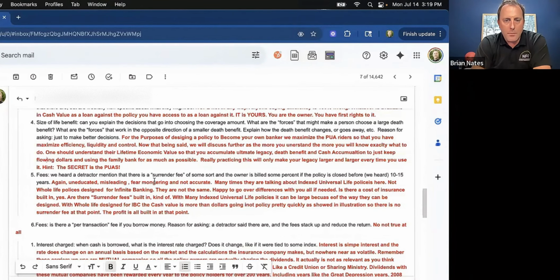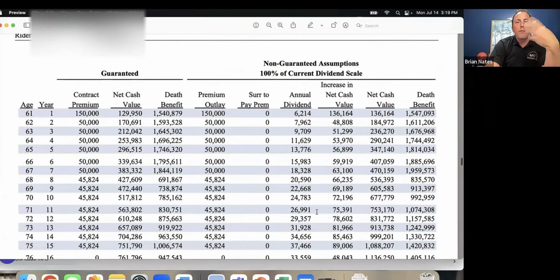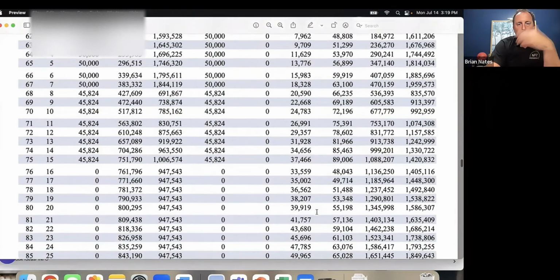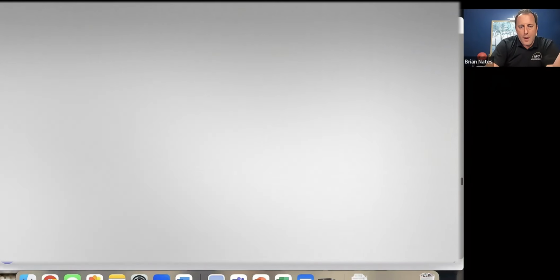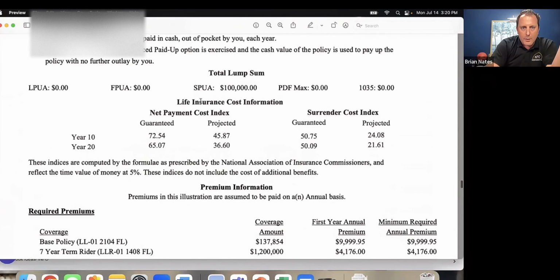Okay, there's a surrender fee. No, yes, technically, but uneducated, misleading, fear-mongering, just not accurate. I mean, there is a surrender fee built into the design of the policy. Matter of fact, what it really means is for every $1,000 of coverage. This is whole life we're talking about. For every $1,000 of coverage, this is how much the cost of the life insurance is over time. And you can even see it in the illustration.